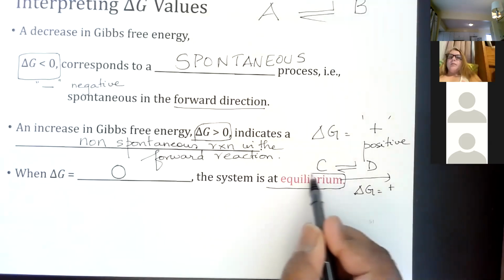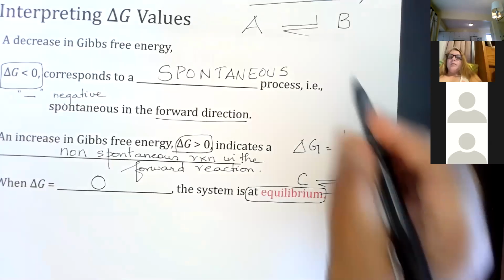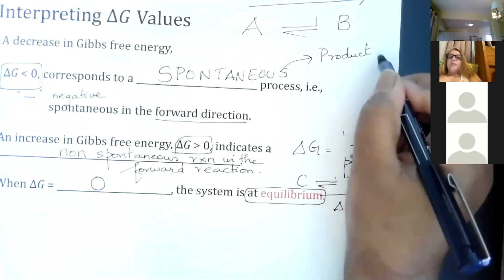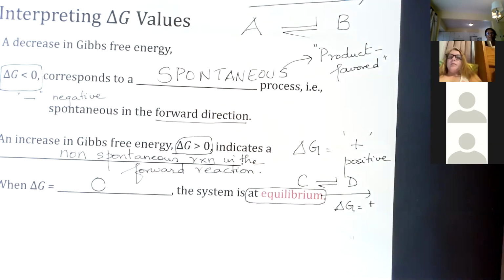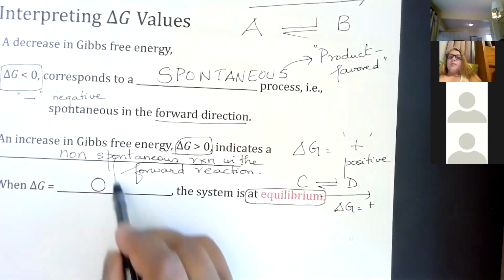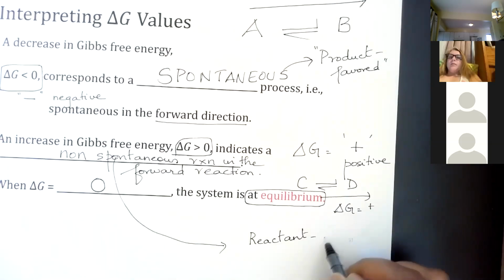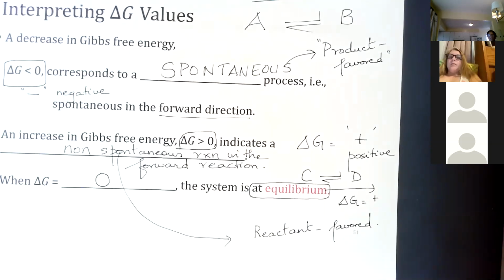Now, when it's neither negative nor positive, and we will use this also a few slides from now, the system is at equilibrium. Okay. So in the above cases, it's either highly product favored or reactant favored. Spontaneous is nothing but product favored. Same thing. Non-spontaneous is reactant favored. So you can relate to what you've learned before. And if it's right in the middle, it's in perfect equilibrium.